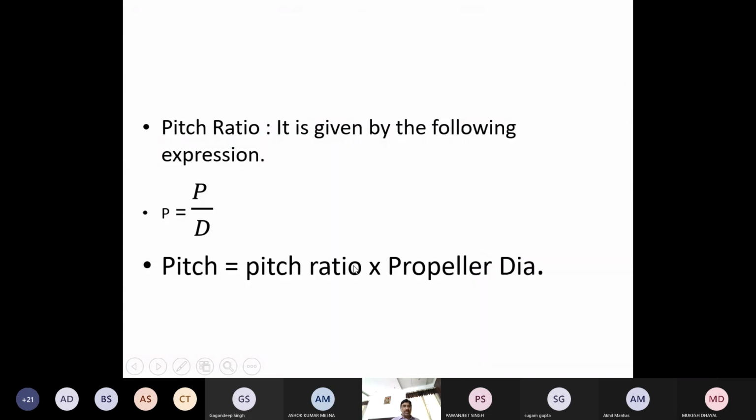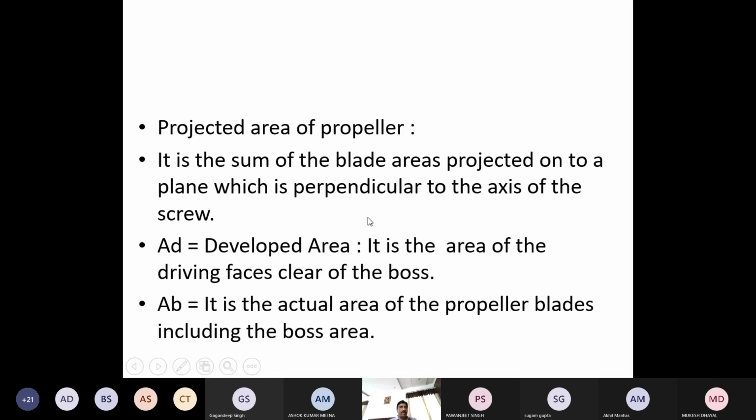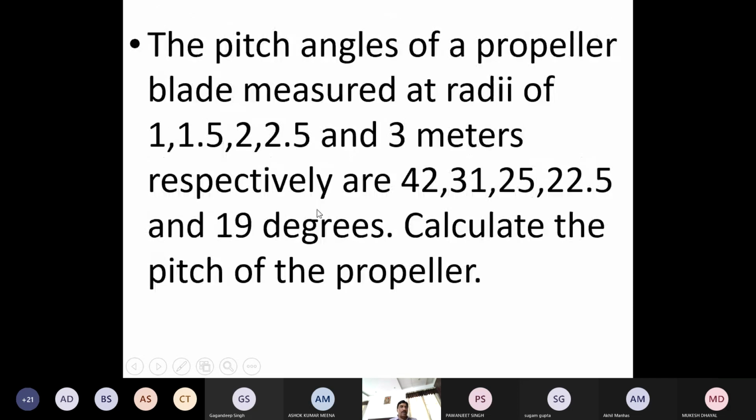Now this will come later. If you want to note, pitch is also given by a pitch ratio, but we'll come to it later. So pitch can be calculated from the pitch ratio times the propeller diameter. But this is later, not at the moment. Let us stick to our topic.